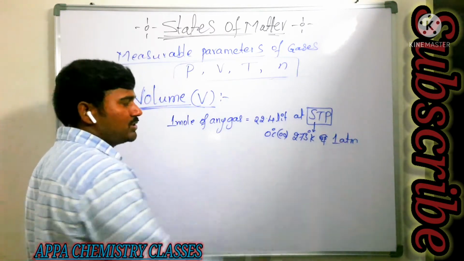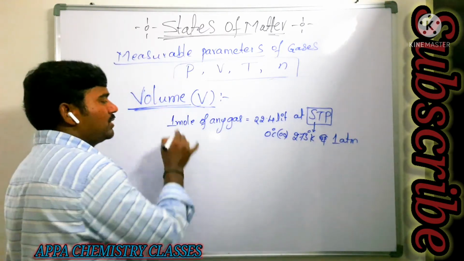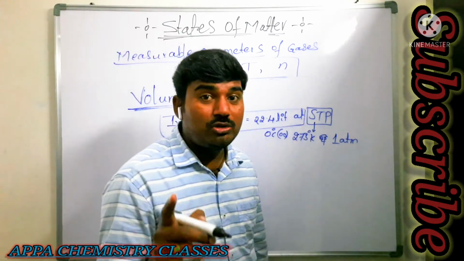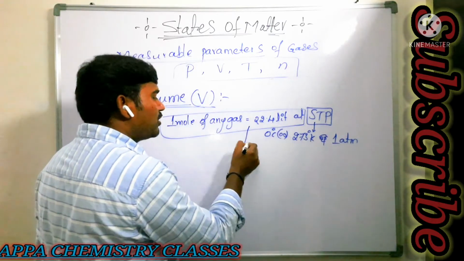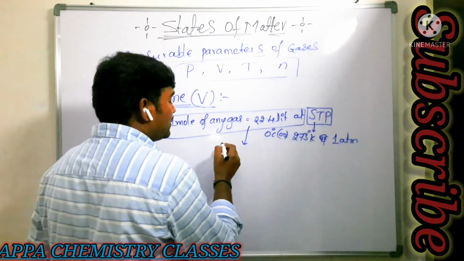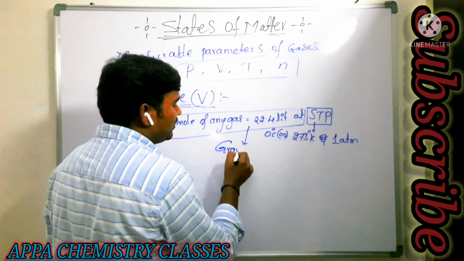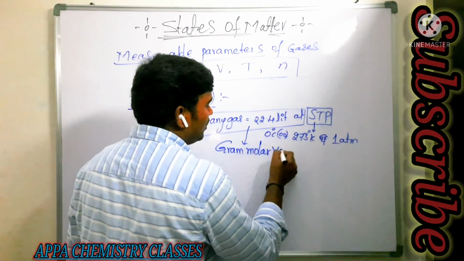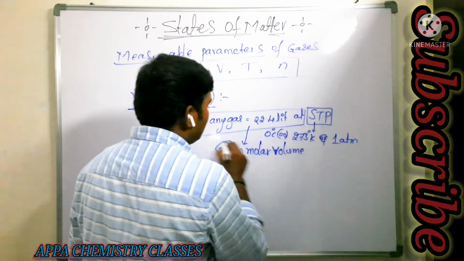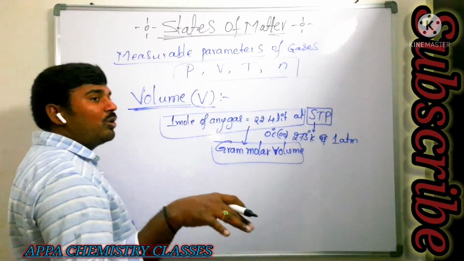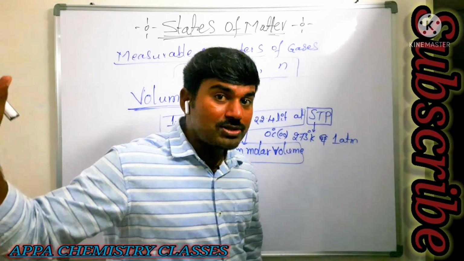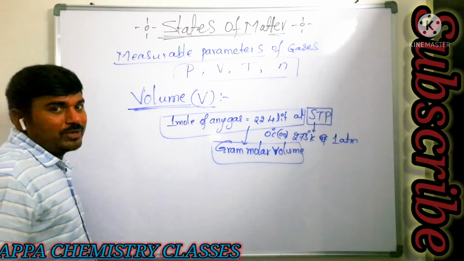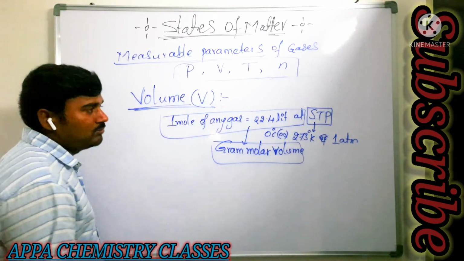At that standard condition, at constant temperature and pressure, 1 mole of any gas will occupy 22.4 liter. The volume occupied by 1 mole of any gas is said to be gram molar volume, which is very, very important. What is meant by gram molar volume? The volume occupied by 1 mole of any gas at STP condition is said to be gram molar volume. I think you have understood it.